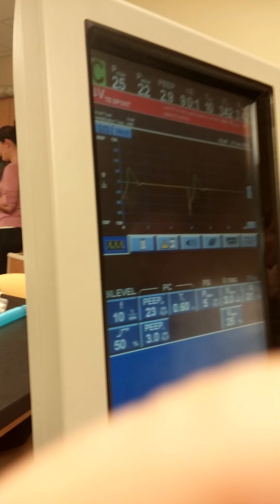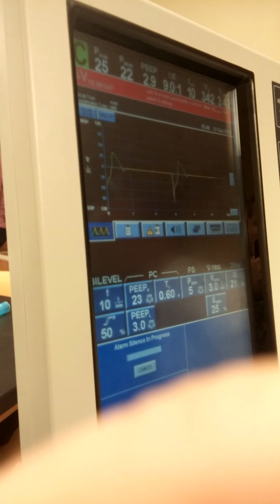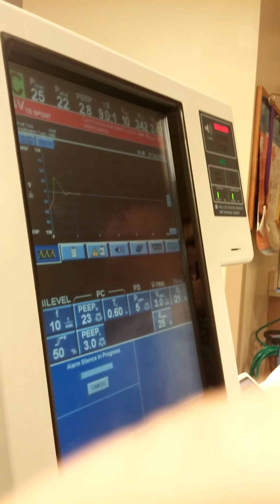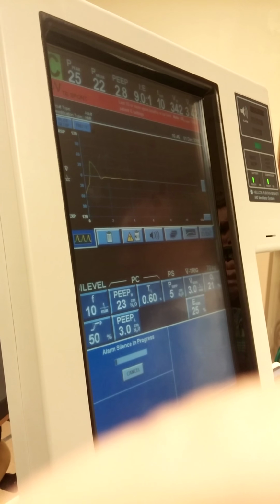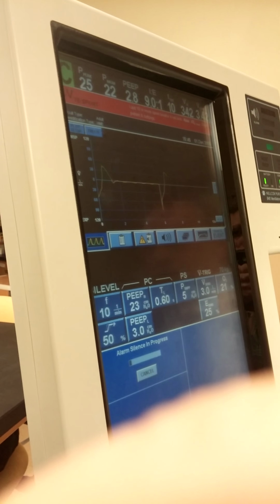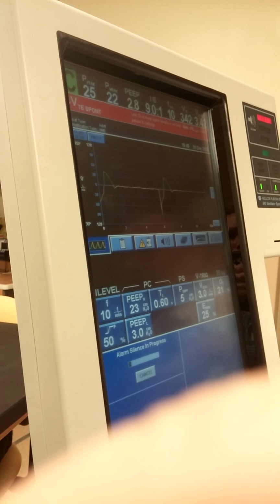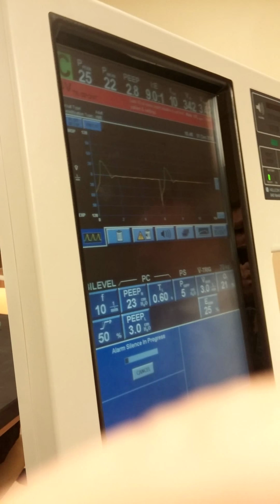And so when do we use APRV? The most common one is when I have a compliance issue. Okay. So ARDS is kind of the best ballpark. But there's no reason you couldn't ventilate anybody at any point in time in this.